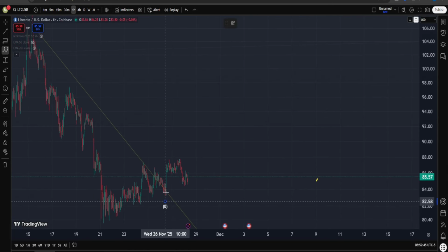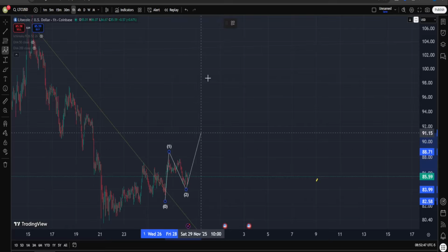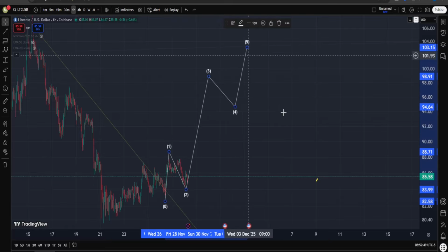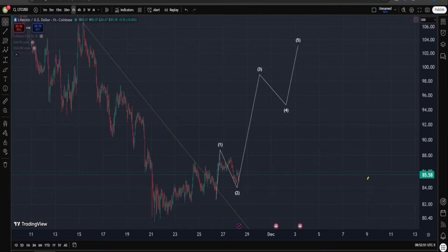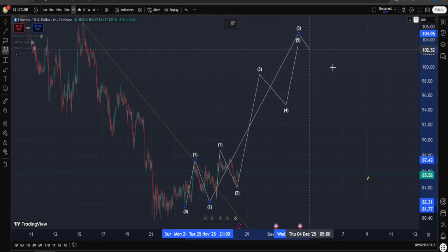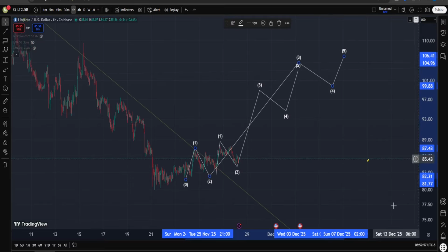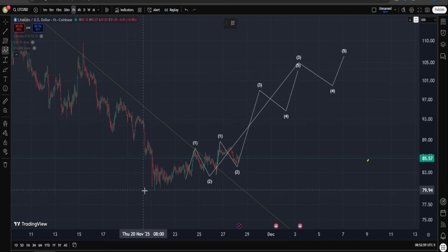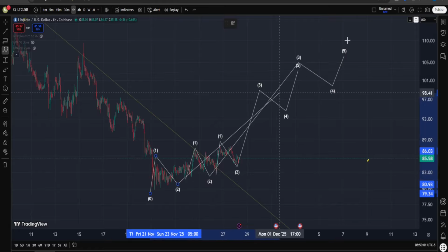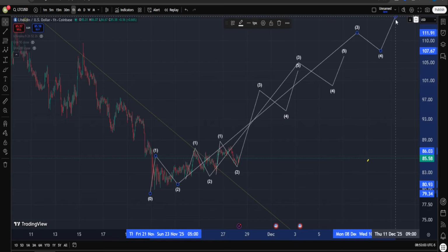You see, this can be 5 up into 1, correction for 2, and then what's next? Great move up into wave 3, 4, 5, which on a higher degree, it's going to be into a wave 3, and then 4, and then 5, and even that one on a higher degree is going to be into this wave 3, correction for 4, another move up into wave 5.